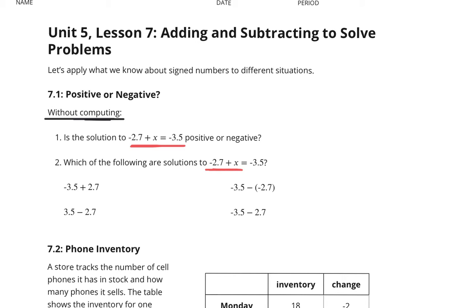So as we start to solve this, what are we doing to make this better? We're trying to isolate that x, right? This says x plus negative 2.7. If I read it kind of inside out, x plus negative 2.7 gives me negative 3.5. Well, let's see what that means. That means that I'm taking this unknown value and I'm adding negative 2.7 to it.